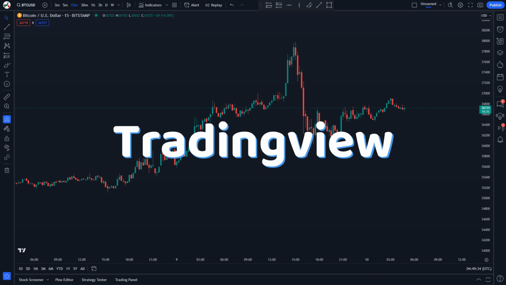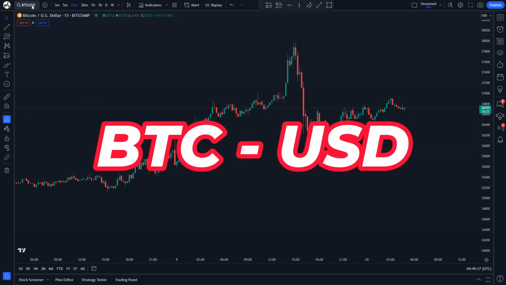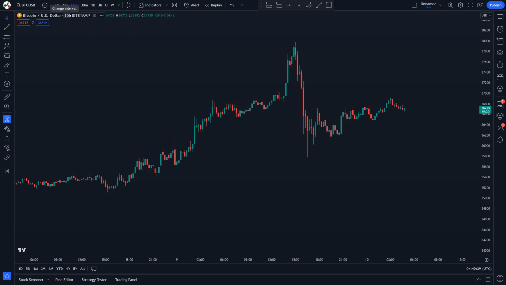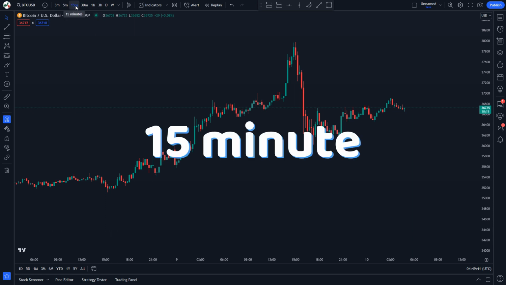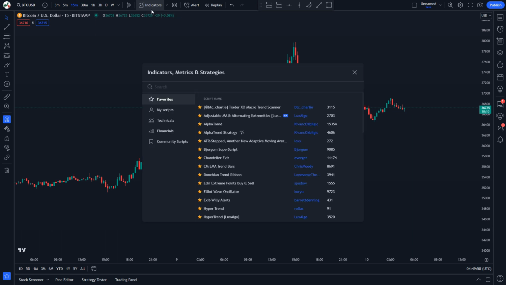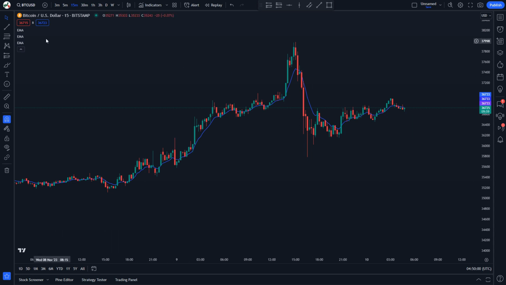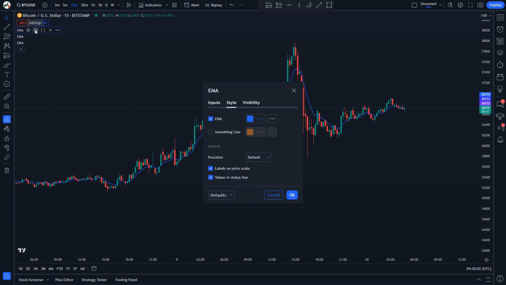First, open TradingView. Select one currency pair, for example Bitcoin US dollar. And I am going to use the 15-minute time frame for this strategy. Remember that this strategy can be used for other time frames also. Click indicators and type EMA in the search box. Click 3 times on moving average exponential, and then make some changes in the settings.